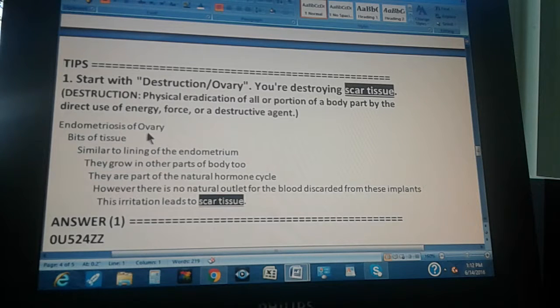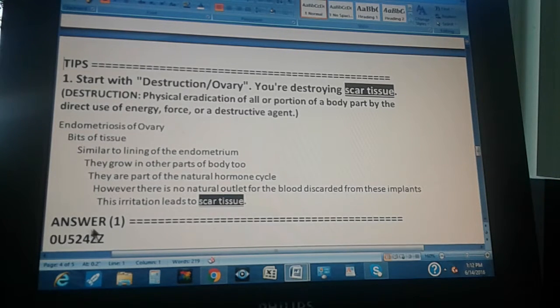Now, endometriosis of the ovary. How do you get scar tissue from endometriosis of the ovary? Like this. There are bits of tissue similar to the lining of the endometrium, and these bits of tissue also grow in other parts of the body, and they are part of the natural hormone cycle. However, there's no natural outlet for the blood discarded from these implants. This irritation is what leads to scar tissue. That's why you have scar tissue that you have to destroy or eradicate. That's why you need destruction or eradication of this scar tissue.